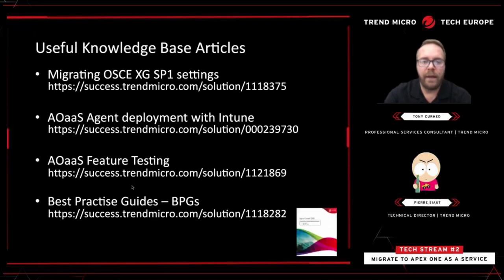Okay, I included here some useful knowledge base articles, so more detailed steps on how to migrate those OfficeScan XG Service Pack 1 settings. If you use Microsoft Intune for your endpoint management, you can check very detailed instructions on how to deploy agents with that. Then obviously you want to test the different features that are there. Here are instructions for that. And then last, best practice guides. There are lots of other good best practice guides, but especially here, the Apex Central document, which gives lots of hints and tricks and tips.